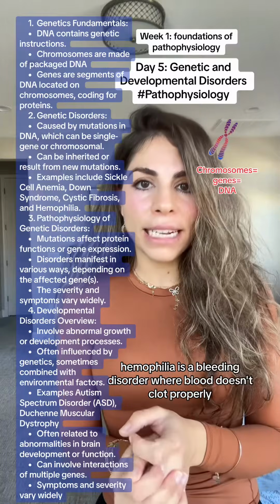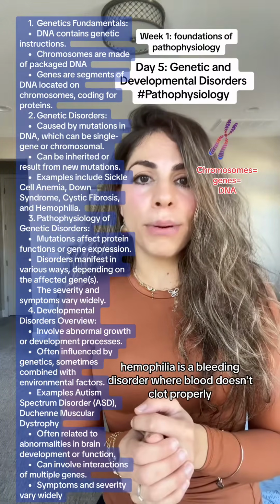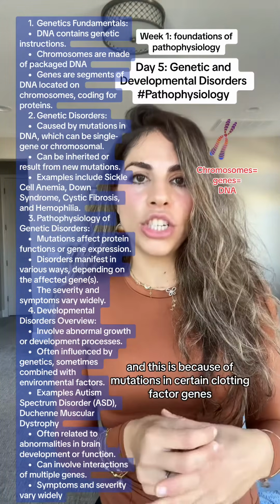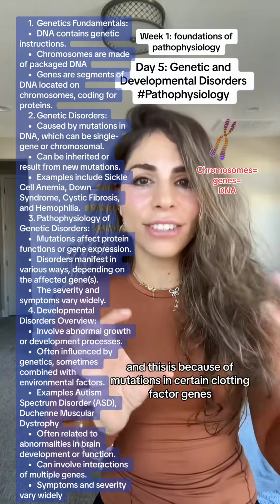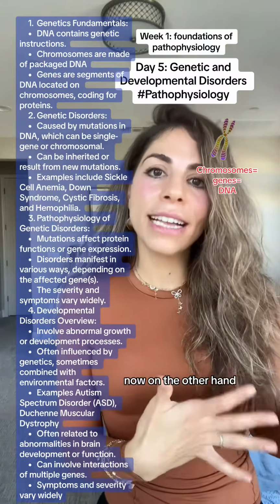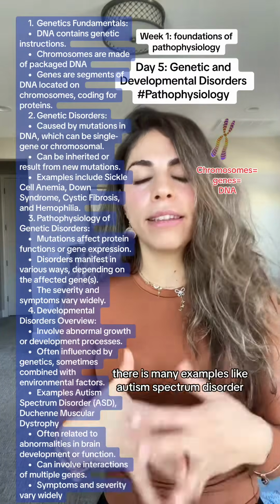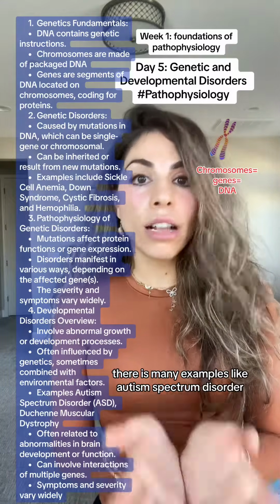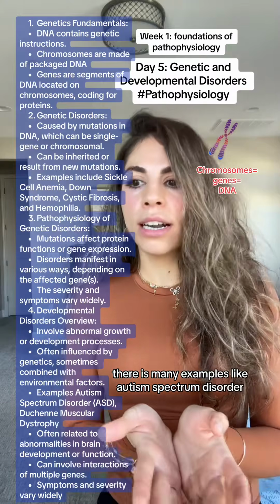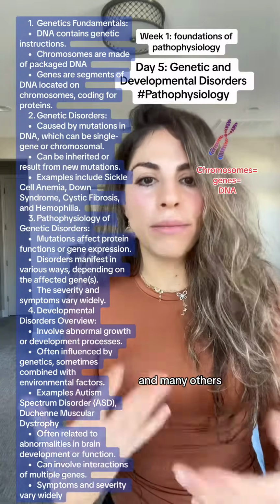Hemophilia is a bleeding disorder where blood doesn't clot properly, and this is because of mutations in certain clotting factor genes. Now, on the other hand, developmental disorders are related to abnormal growth and development. There are many examples, like autism spectrum disorder, Turner syndrome, and many others.